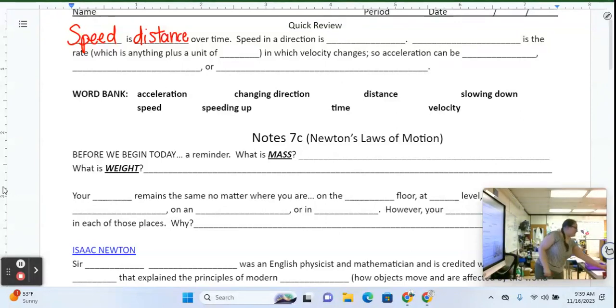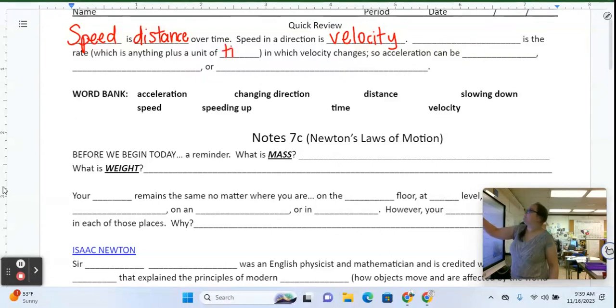Speed in a direction is, Bryce, velocity. Blank is the rate, and a rate is anything plus a unit of what, Alondra? Time. So we need to know what goes in the blank. Blank is the rate at which velocity changes.